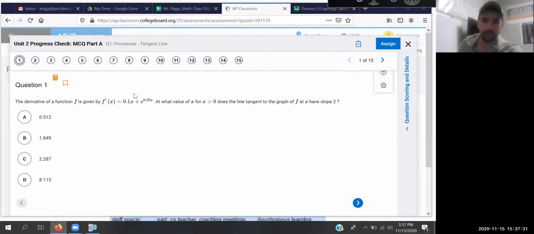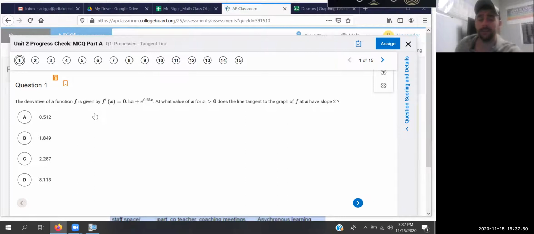So this is a question straight from College Board. It's actually a progress check, which you can take to replace a Unit 2 test. And I'm going to give away 3 answers right now, so just keep that in mind. But this question is saying the derivative of a function f is given by this function f prime of x, which equals what you see right here.